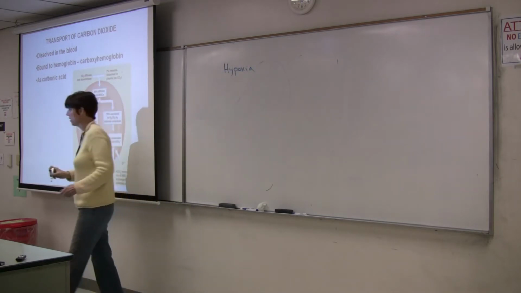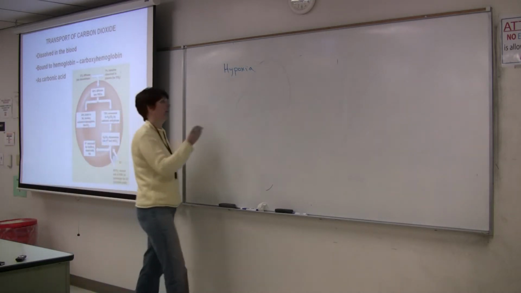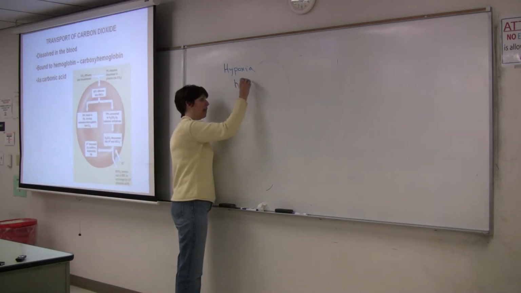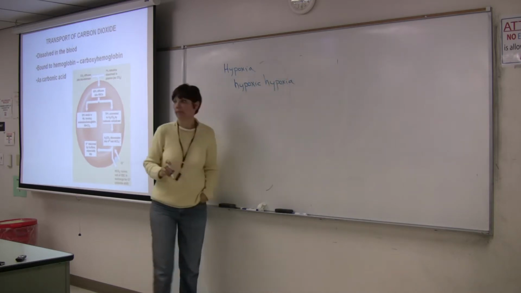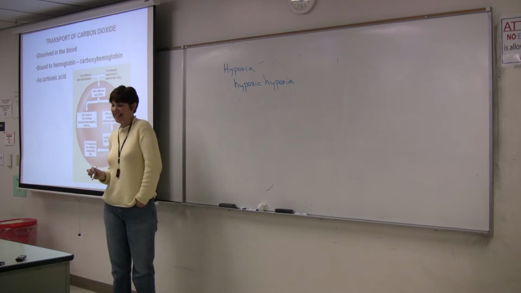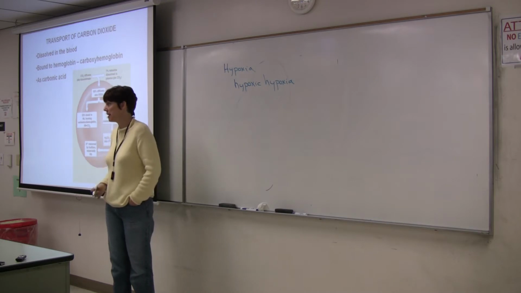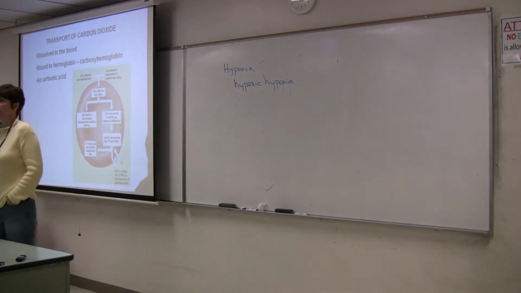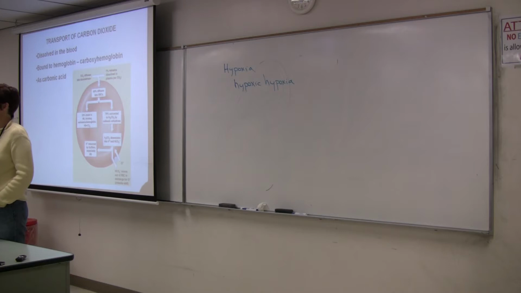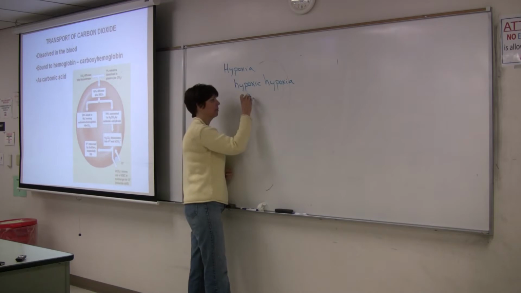So there are 3 listed in your lecture notes, and I'm going to add another one. We're going to start from the bottom and go up. So hypoxic hypoxia. This has to do with pulmonary ventilation, all right, and or external respiration. In other words, this is a problem with getting oxygen down into the alveoli or getting oxygen from the alveoli to the blood. So there's a problem with pulmonary ventilation.